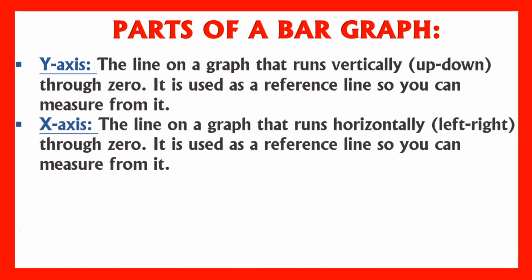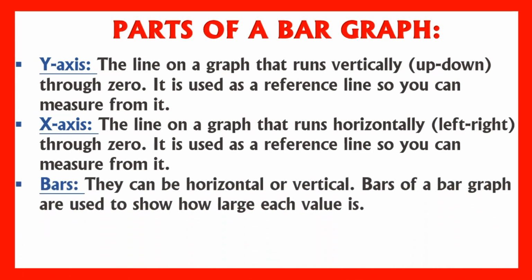And the x-axis must be opposite to that. It is the line on a graph that runs horizontally. So it means left to right through 0. It is used as a reference line, so you can measure from it. So remember, the y-axis must be vertical and the x-axis must be horizontal.